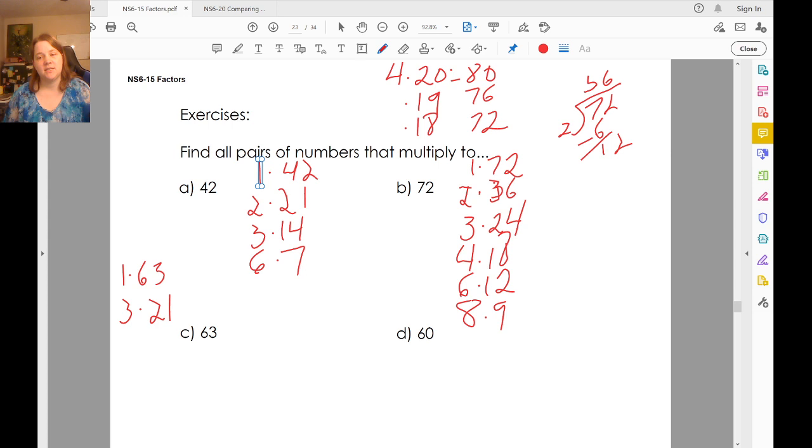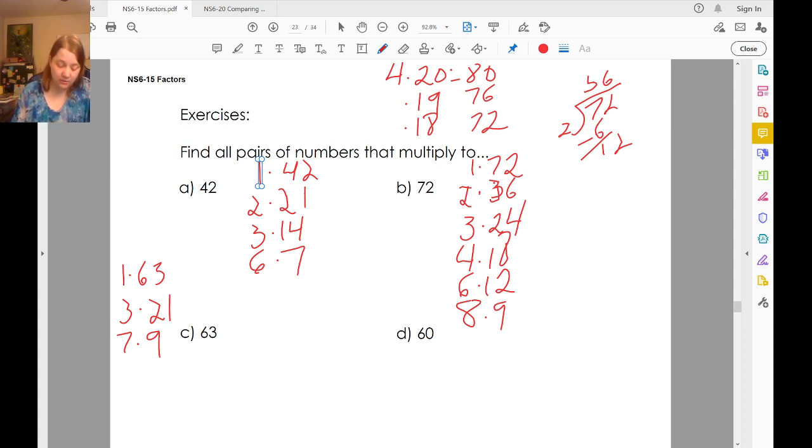5, no. 6, no, because 6 times 10 is 60. 7, sure, I can do 7 times 9 and get 63. And since 8 doesn't work, I'm back over here at the 9 to go the other direction. So I'm done there. And then let's do 60.